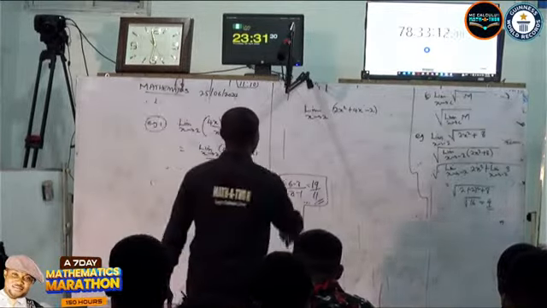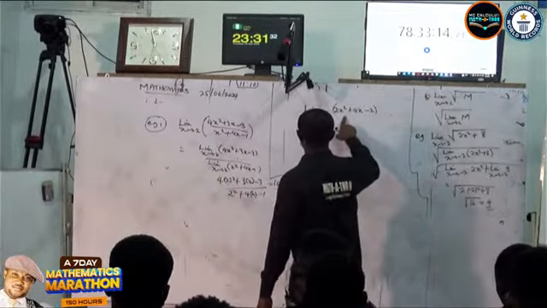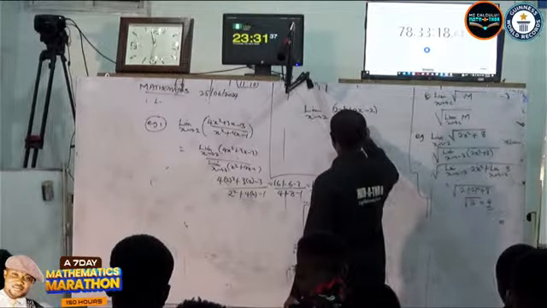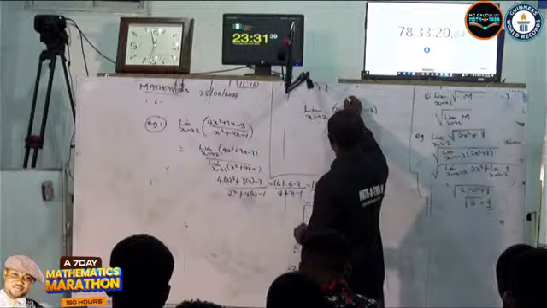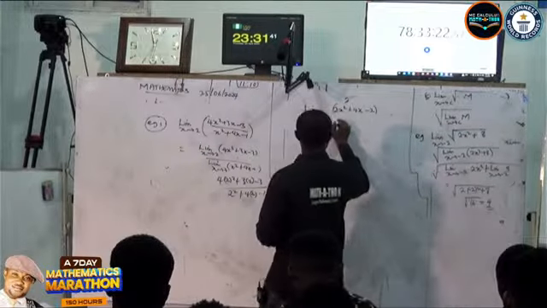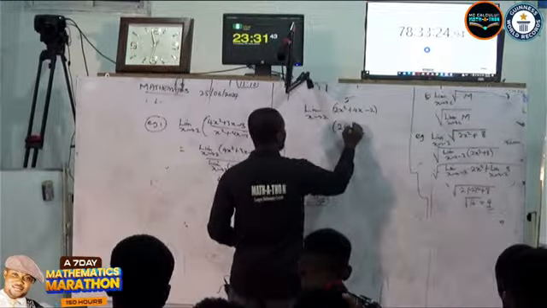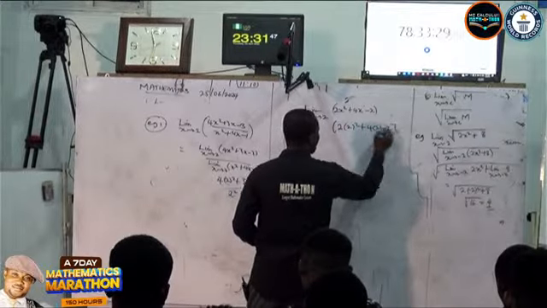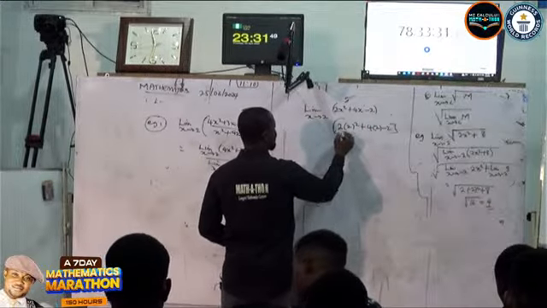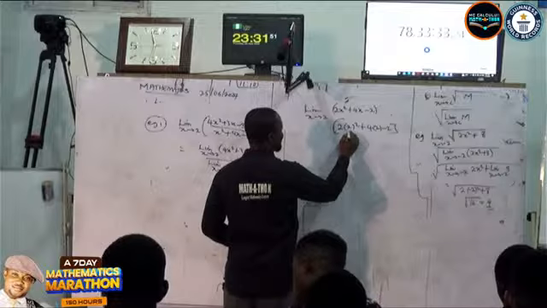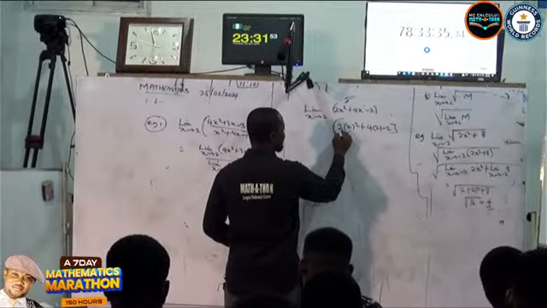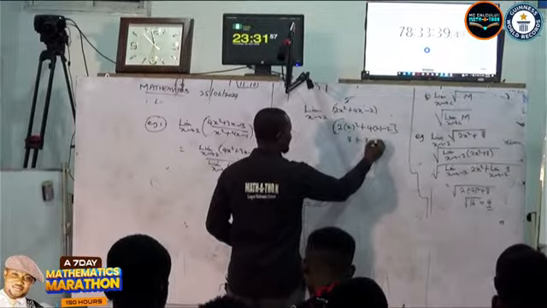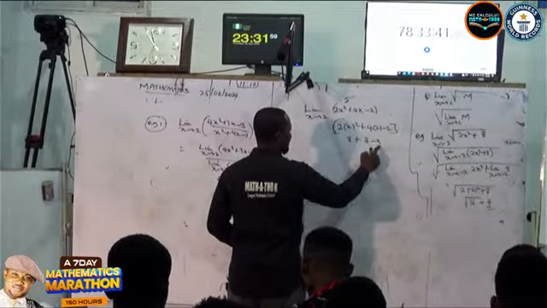Just put 2 here. 2 squared is 4. 4 times 2 is 8. So this place becomes 8. Just put 2 there: this will be 2 into 2 squared plus 4 into 2 minus 2. What's 2 squared? 4, times 2, that will be 8, plus 4 times 2, 8, plus 8 minus 2.